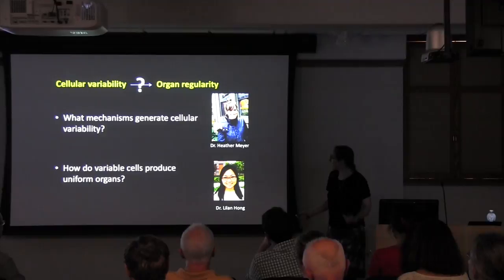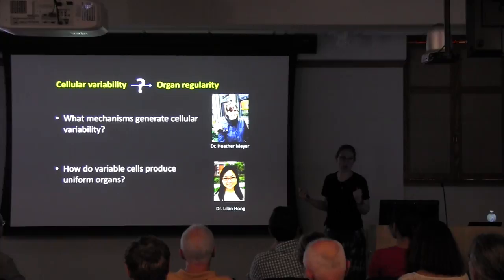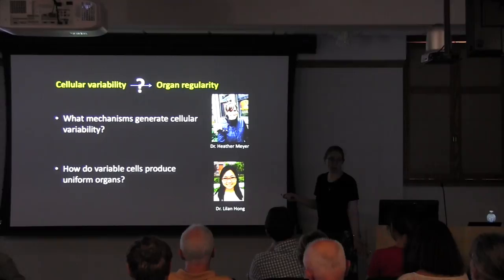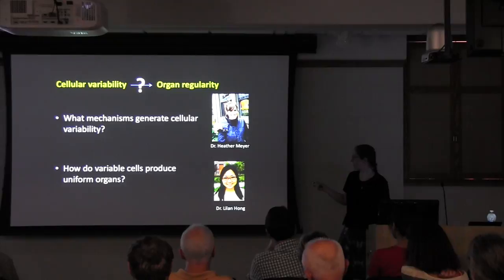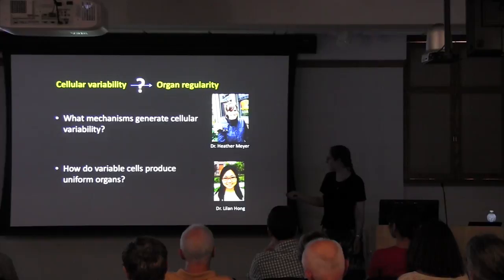So the main question is, how does cellular variability give rise to organ regularity? And there's two sides of this question that I'm going to look at today. The first is, what mechanisms generate the cellular variability? And this is the work of my graduate student, Heather Meyer, who just defended her PhD. And the second question is, how do variable cells produce uniform organs? And this is the work of my postdoc, Dr. Leland Hong.